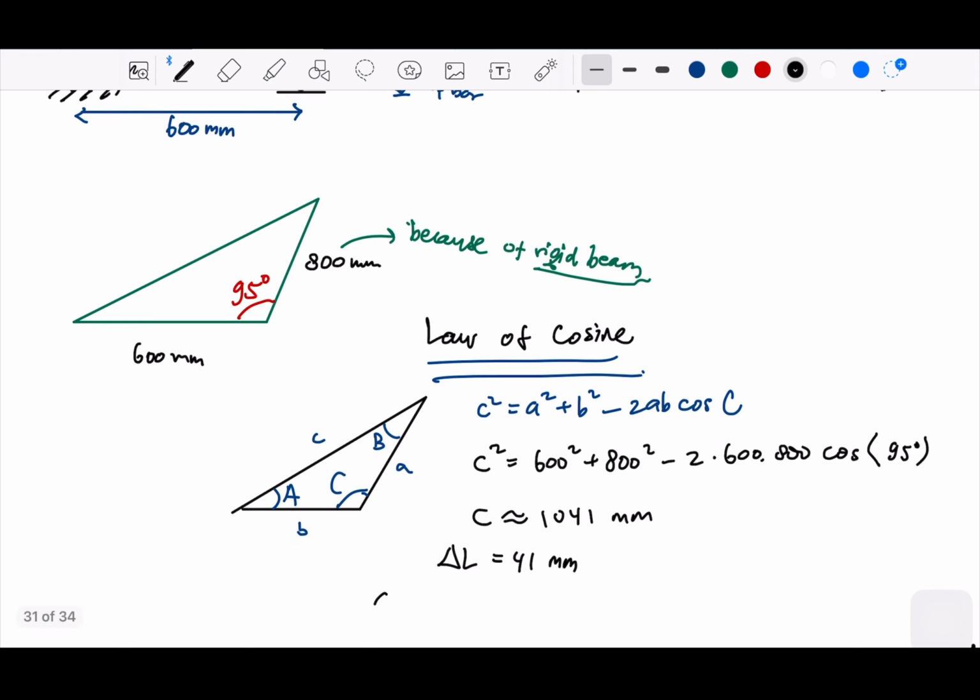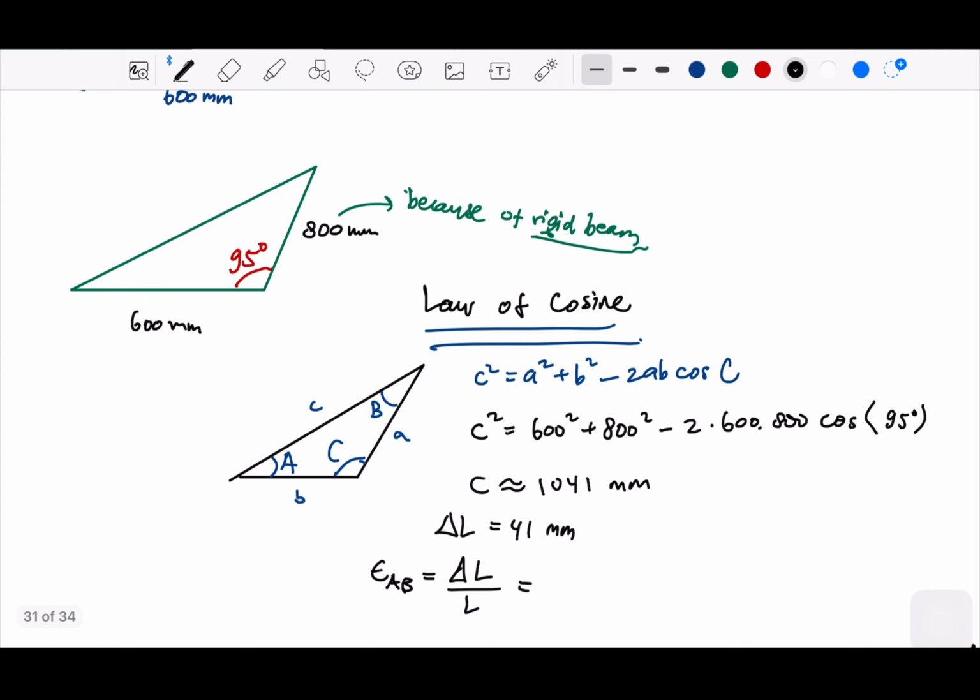So the strain of the cable AB is delta L over L, or 41 over 1000, and this is equal to 0.041 millimeter per millimeter. Although the strain doesn't have any dimension, usually we write the unit as length over length.